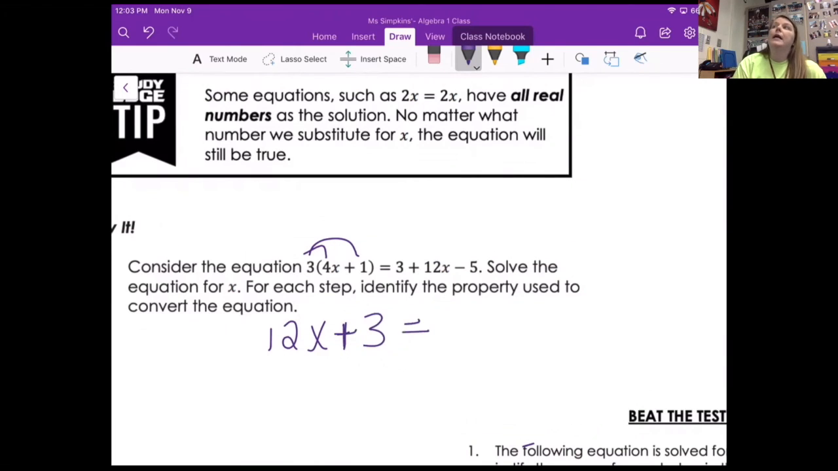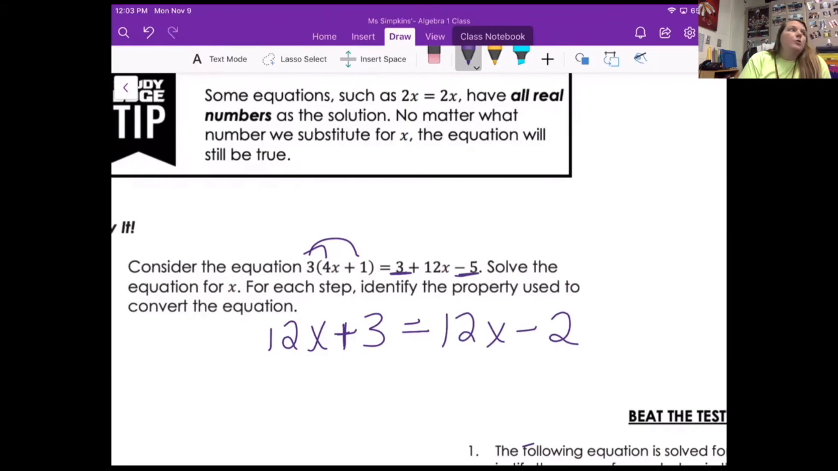What about on the right-hand side? Do you see anything I can do on the right-hand side? Robert, what can I do? You can subtract. Okay, what? Or add the 3 and then, okay, so combine like terms. Are you okay with me saying it like that? Okay, so I could add or subtract 3 minus 5, 3 plus negative 5. It's all the same. But I would end up with 12x minus 2.